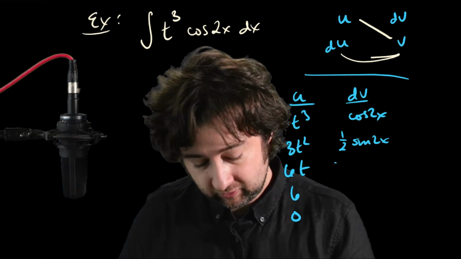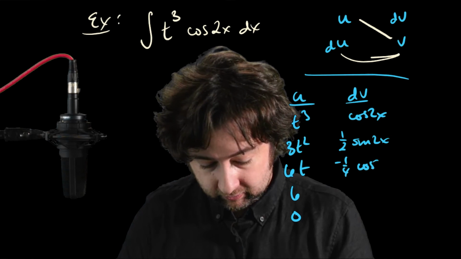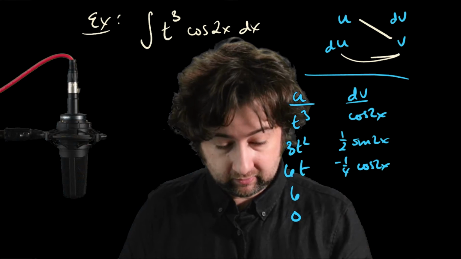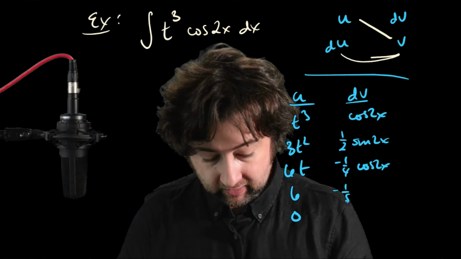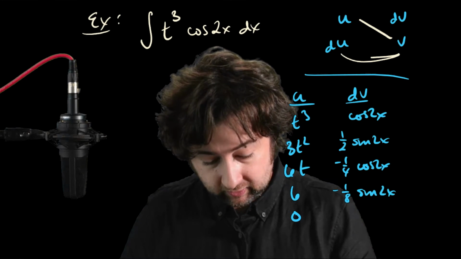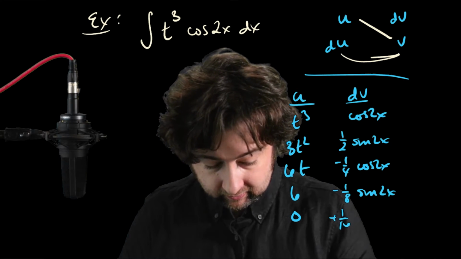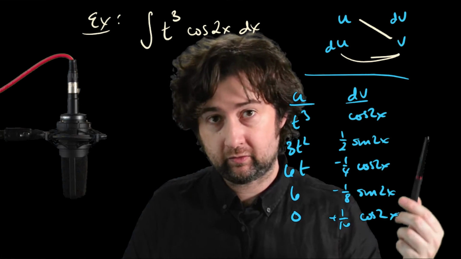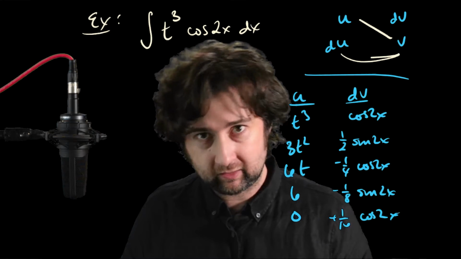Integrate again, and you're going to get minus 1/4 cosine of 2x because the integral of sine is negative cosine. Integrate again, and you're going to get minus 1/8 sine of 2x. Integrate again, and you're going to get positive 1/16 times the cosine of 2x. And it's positive because the integral of sine is negative cosine, so you get two negatives and they cancel each other out.